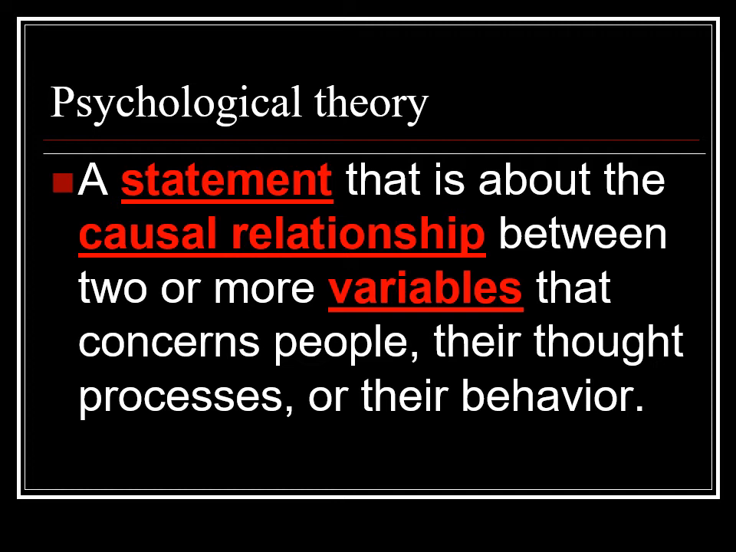It's a statement that is about the causal relationship between two or more variables that concern people, their thought processes, or their behavior. So the statement part means that's where that rationalism comes in. We're creating a rational statement that we can test. It's a testable statement. That testable statement is going to be about a causal relationship. In other words, we're going to be making statements about if you have this personality trait, we expect you to behave in this way. Or if you're in this particular situation, we expect you to behave this way.